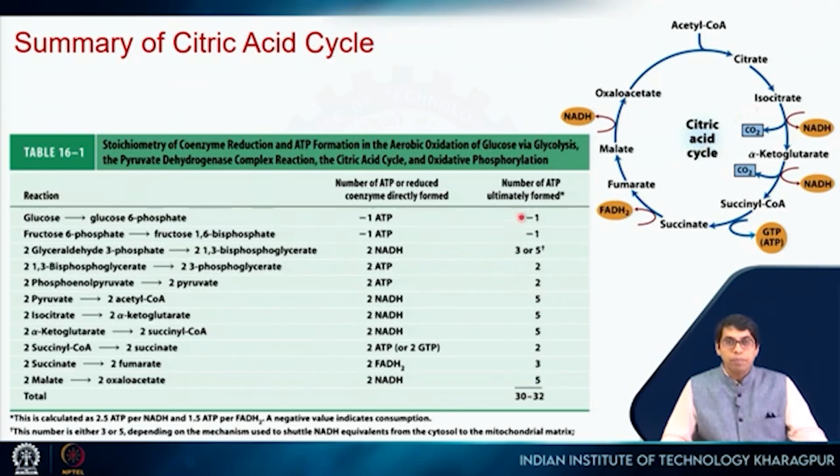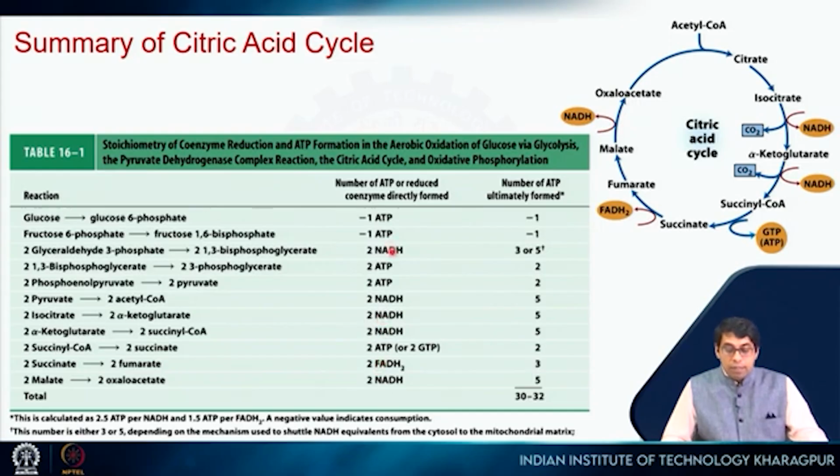This table summarizes all the high energy molecules that are produced, starting from glucose all the way to oxaloacetate, right. So, you can see how many ATP. In glycolysis, 2 ATP molecules were consumed first, so we have -1 here, and then NADH is produced, 2 molecules of ATP are produced, and then again we have seen the formation of these NADH and FADH2 molecules, right.